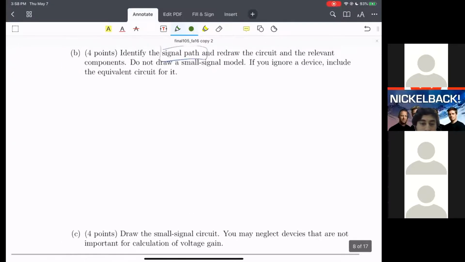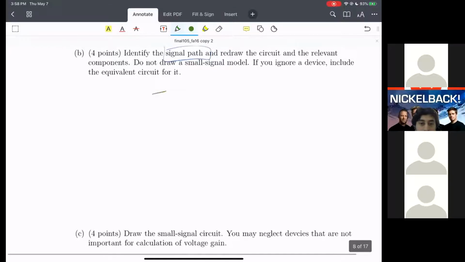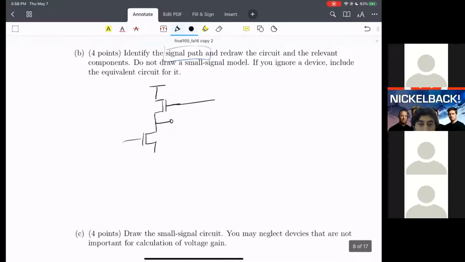So when you redraw this circuit, it's going to look a little something like this. It specifies not to draw the small signal model. It's not entirely clear what they were going for with redrawing this, but not drawing it as a small signal model. So I just replaced the current mirrors with these voltage sources that are going to force the current to be here, to be whatever it was over here, some ratio.